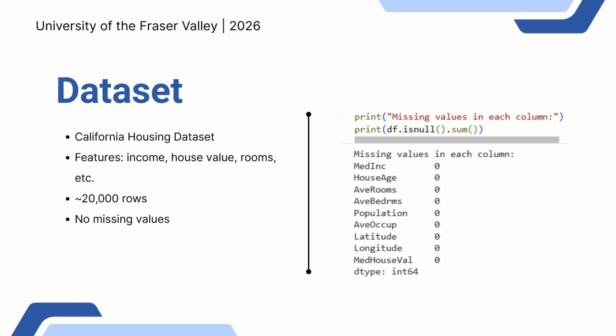I used the California housing dataset, and it has around 20,000 rows and includes features like income, house value, and number of rooms. Also, the dataset did not have any missing values, so that just made it easier to work with.